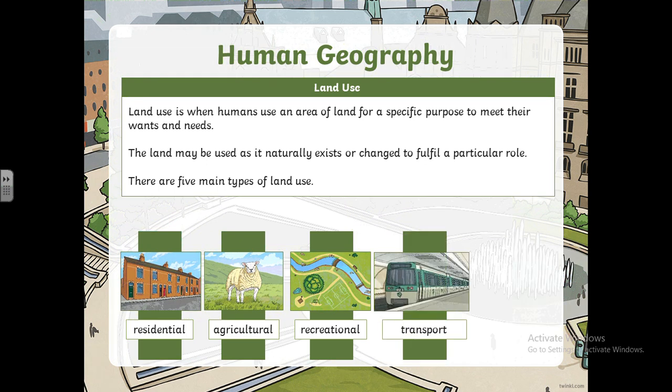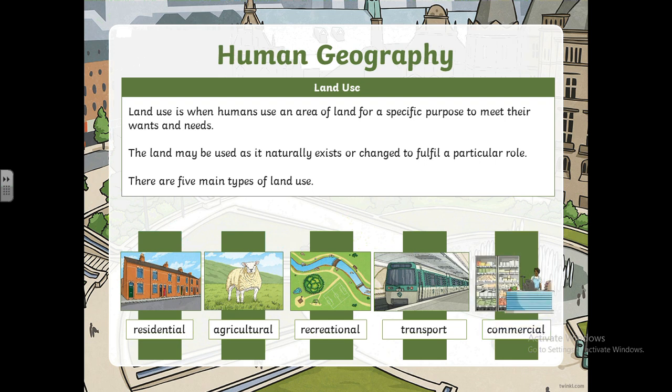We can use land for transport. So the London Underground, for example, when you go on the Underground, that was never there before. That had to be excavated and dug out over a very long period of time. So that land was changed in order to make that transport link. And we've got commercial, so things like shops that we need obviously to go and get our food shopping. So those are the 5 different ways that we can use land.